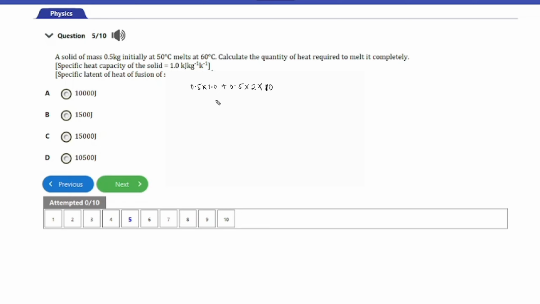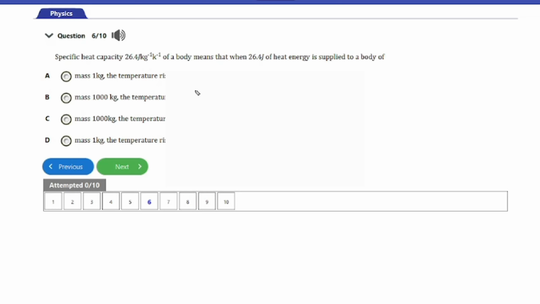So when we have 0.5 plus 10, that's 10.5 kilojoules. So guys, since we have 10.5 kilojoules here, if we convert this to joules, we are going to have 10,500 joules, and that's option D here. Option D is the answer to this question. So let's go ahead and consider the next question, guys. Okay, that's question number 6 here.